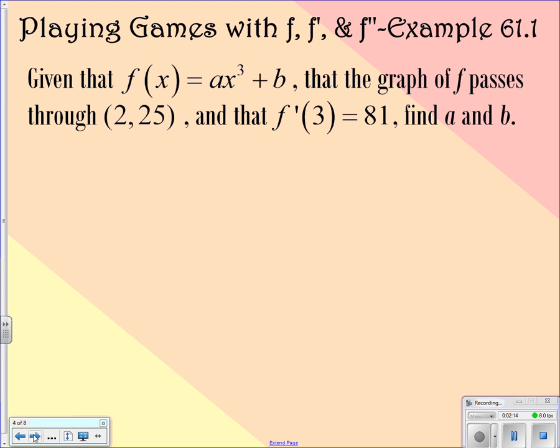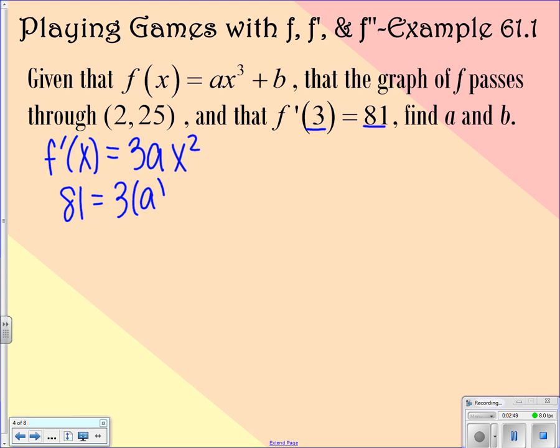Alrighty, so they give us our function. It is ax cubed plus b. It tells us that our graph passes through the point 2, 25, and the derivative, when you plug in 3, is 81. And so what we need to do is, we have our function, we need to find the derivative. The derivative of ax cubed is going to be 3ax squared, and then the derivative of b disappears. So now we're going to plug in 3 and 81. Our function equals 81 when our x value is 3.